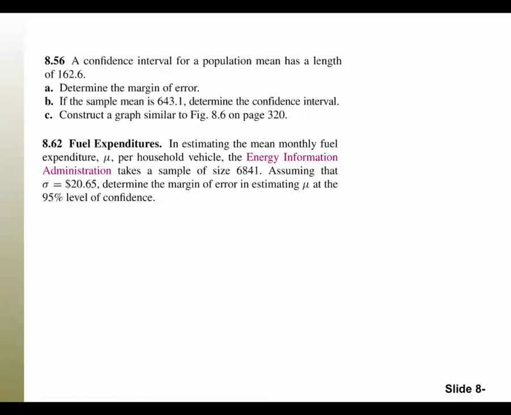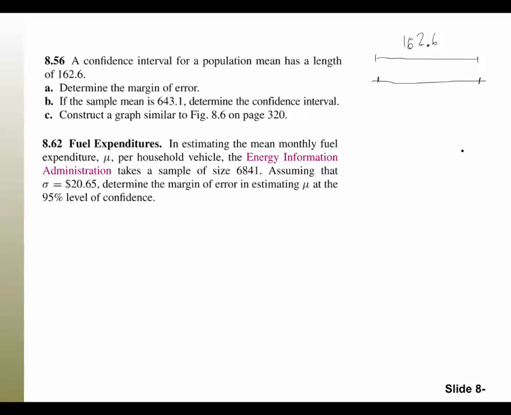Okay. So a confidence interval for a population has a length of 162.6. So they're telling us the total length, or I said width, of the confidence interval is 162.6, whatever units that is. Number of people, some type of weight or volume, whatever that is.